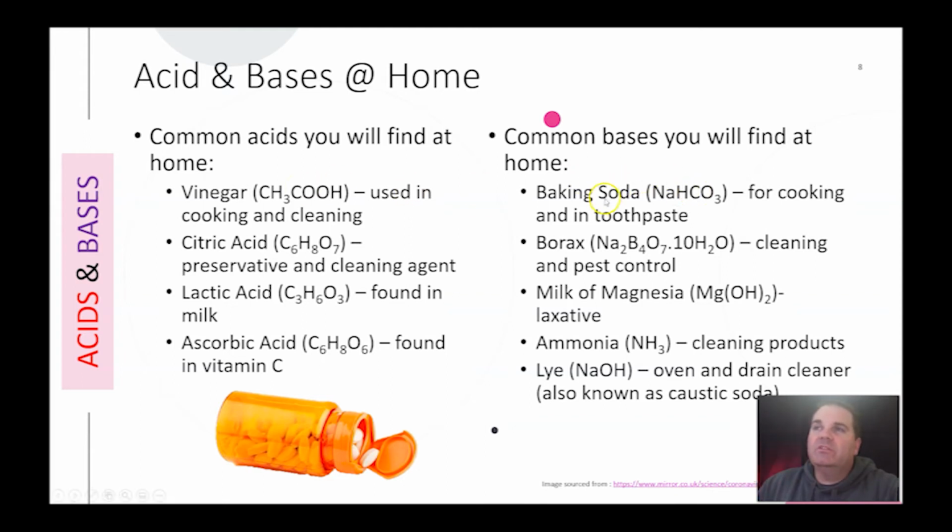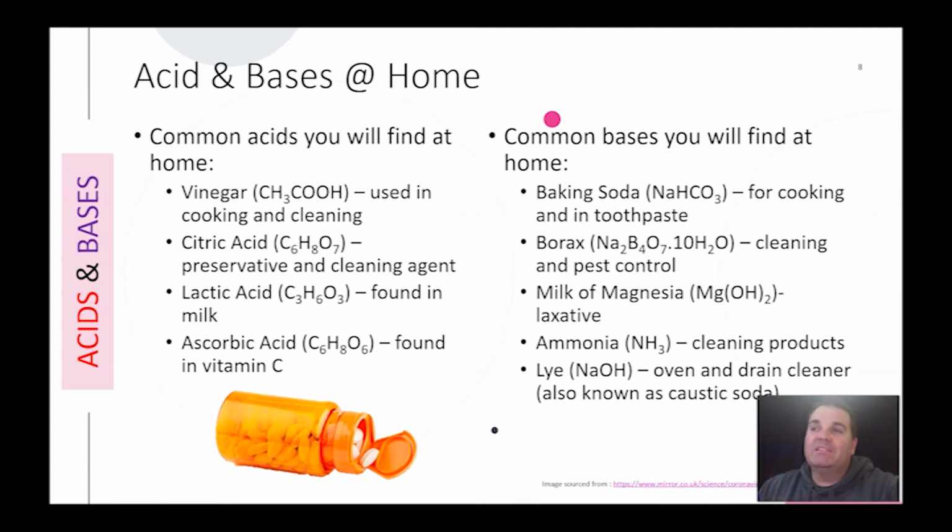Some of the bases you can find: baking soda. This is sometimes called bicarb soda, often used in cooking. Okay, and it's used as toothpaste. It's a really good abrasive, so it helps to actually take off stuff on the surface of your teeth, which is really good. So when you brush, you're brushing with some baking soda in there, and it helps you just clean your teeth really nicely. Borax is a cleaning agent. If you've ever come across little tubs of something called gumption, that is borax. That's quite good for cleaning.